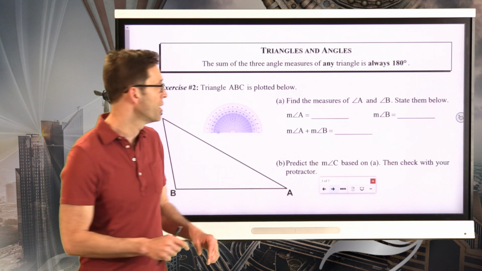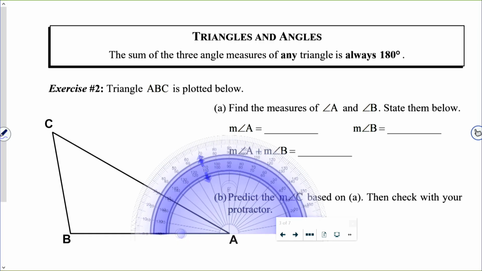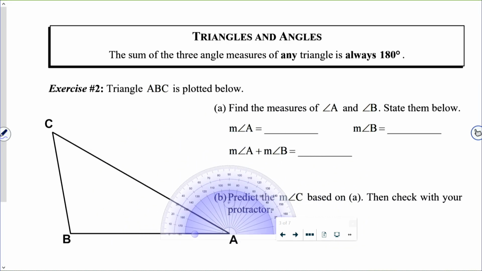All right, let's do it. So, measure of angle A, that's going to be fairly simple. I'm just going to bring this over here. I need to make this compass quite a bit bigger, but hopefully what you can see is that the measure of angle A is going to be 30 degrees, right? 30 degrees there.